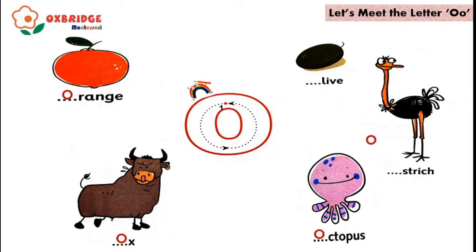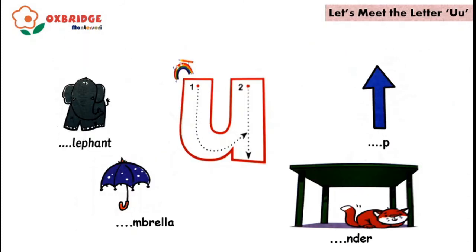Octopus. Ostrich. Olive. Let's move towards our next letter, and this is U. And U is the name and the sound is U. We say it without moving our lips or tongue, so U is also a vowel sound.